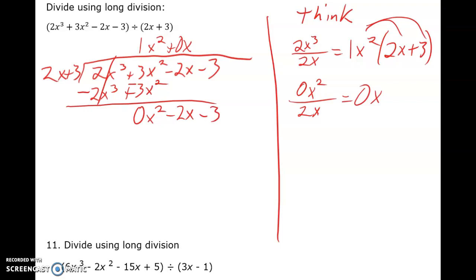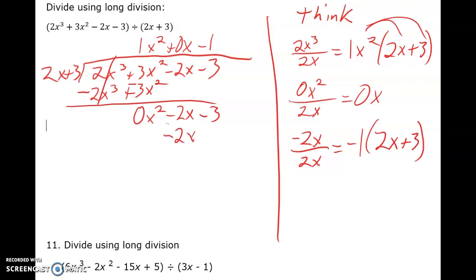So now we have negative 2x divided by 2x. See where I got those? So negative 2 divided by 2 is negative 1. So we're going to put that up here over the ones. And then we're going to distribute. And we get negative 2x minus 3.